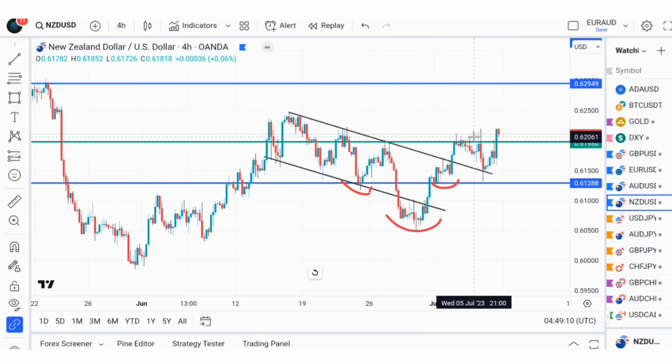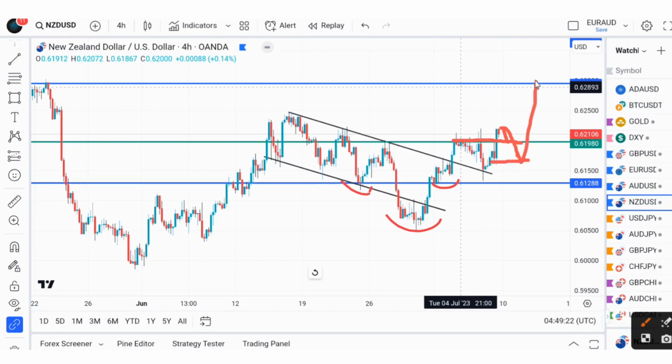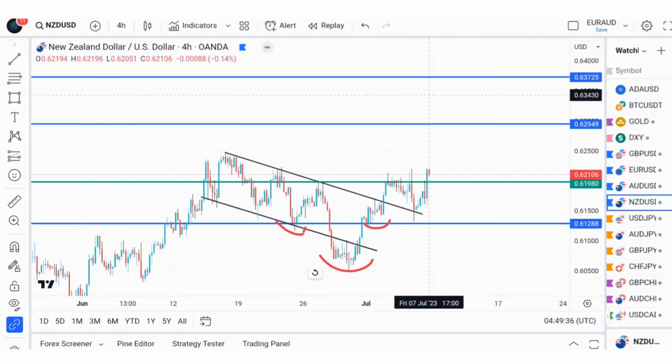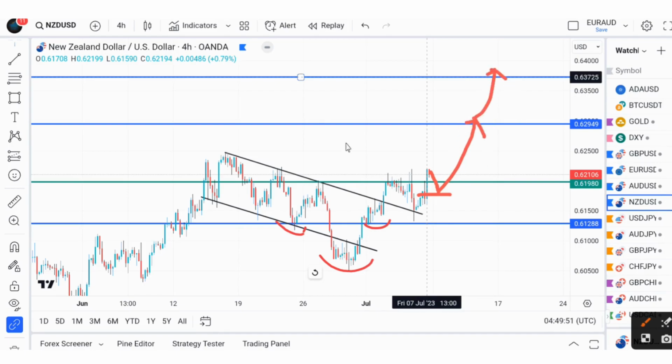So here we've broken this level. As you can see, we've broken this level at this particular area. So we might actually look for a retest, or we might actually see a deep retest to this particular level before the rejection of that level to 0.62893. So what I'm looking at on NZD/USD is a small move to the upside. I will actually have a small retracement, and then maybe to this area, and then actually have a rejection to 0.62949. And if you break this level, you might actually be going to 0.63725.